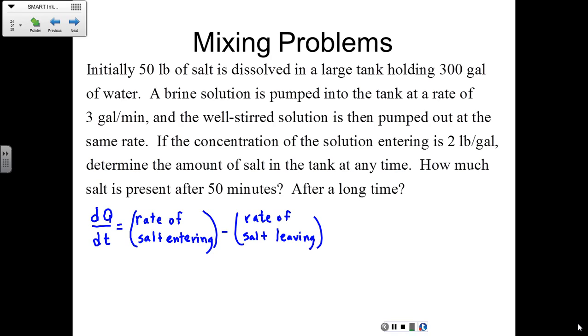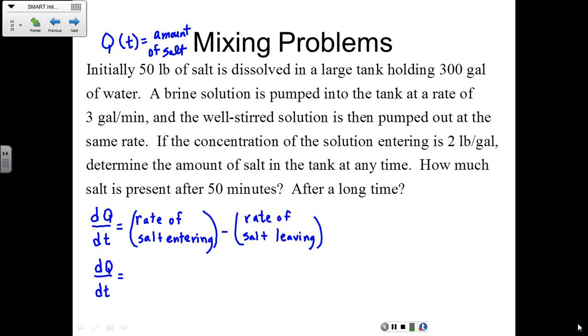There's your model. The amount of salt is given by Q of T at any time T. Okay, so let's look at this problem here. dQ over dt. We're going to look at this specific problem.